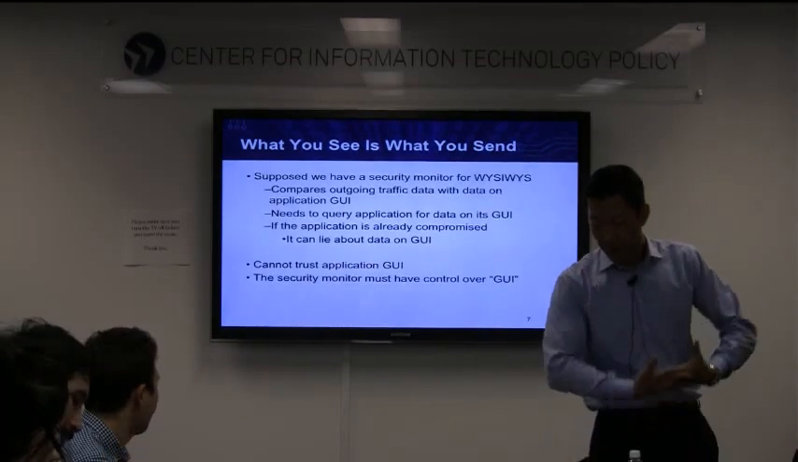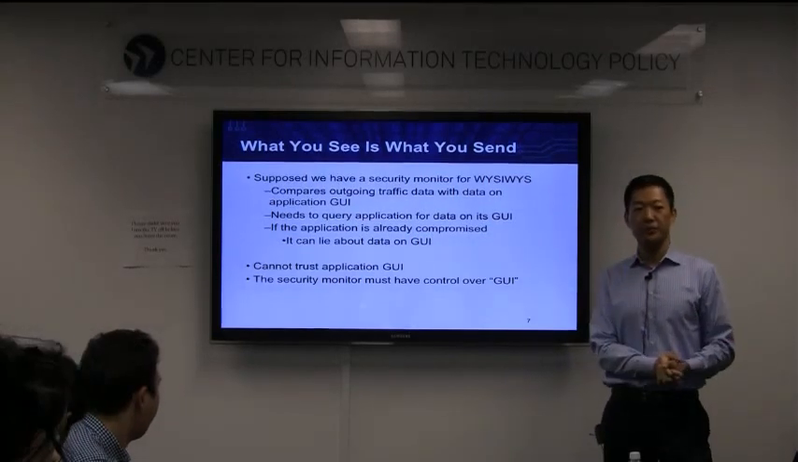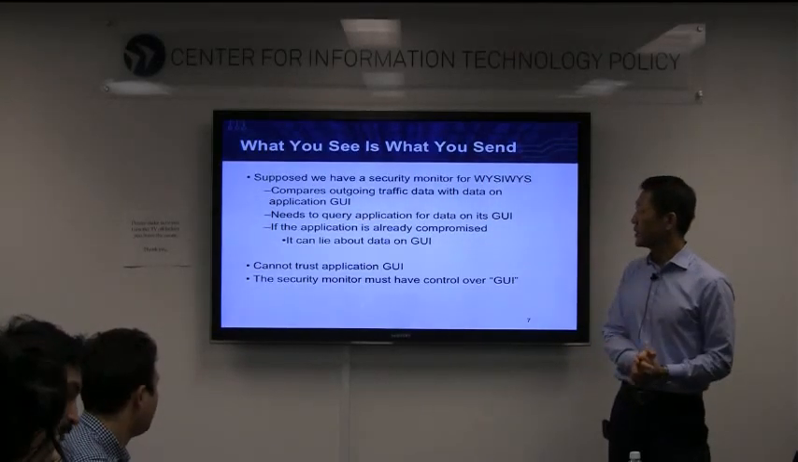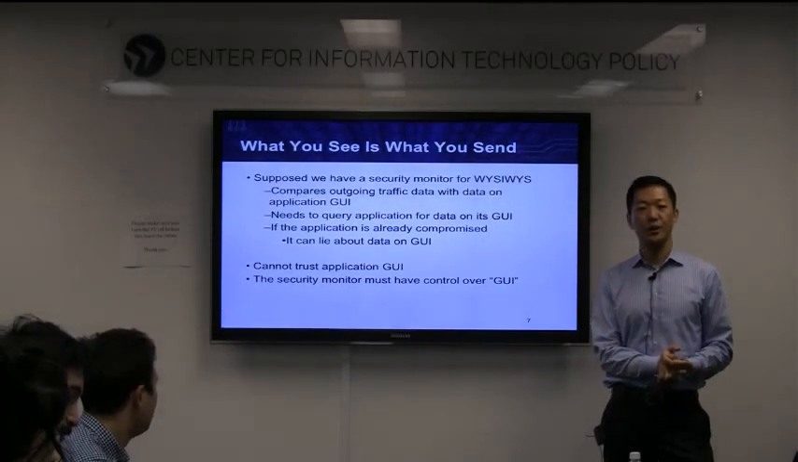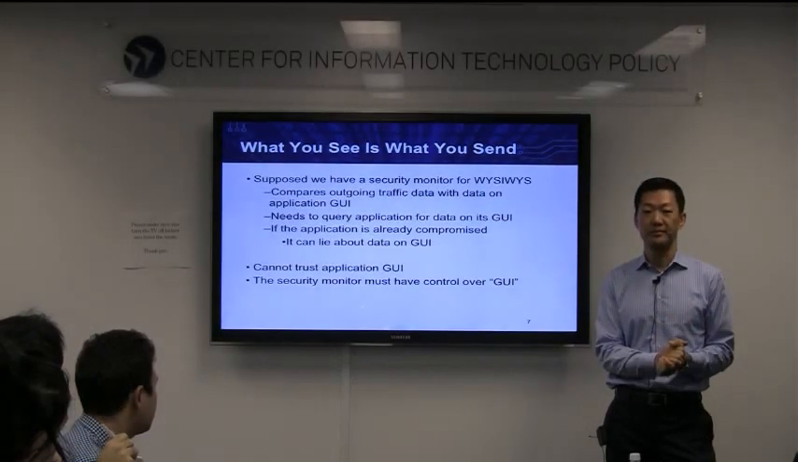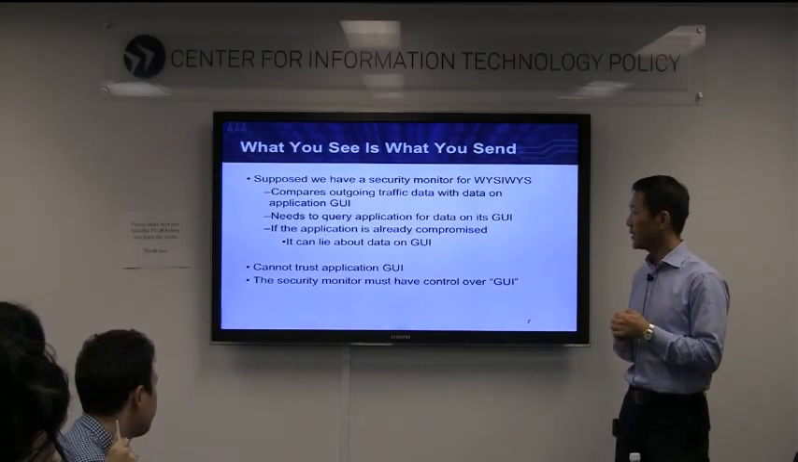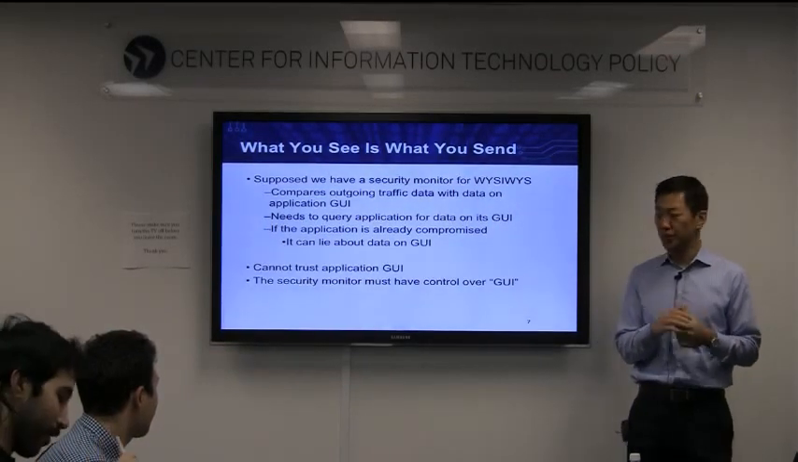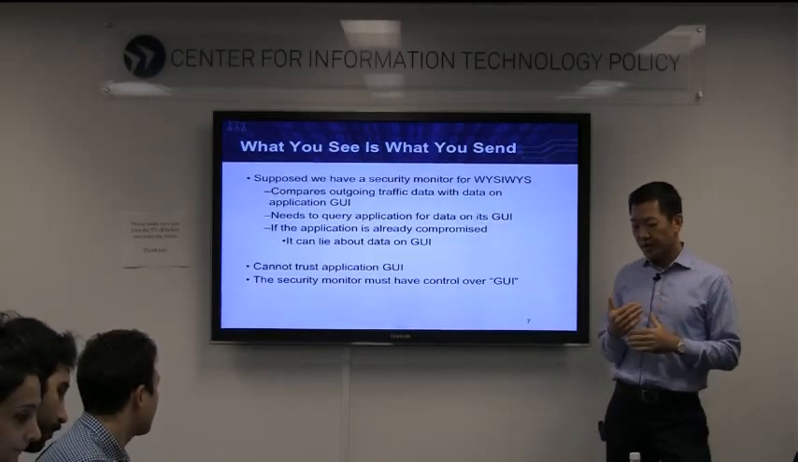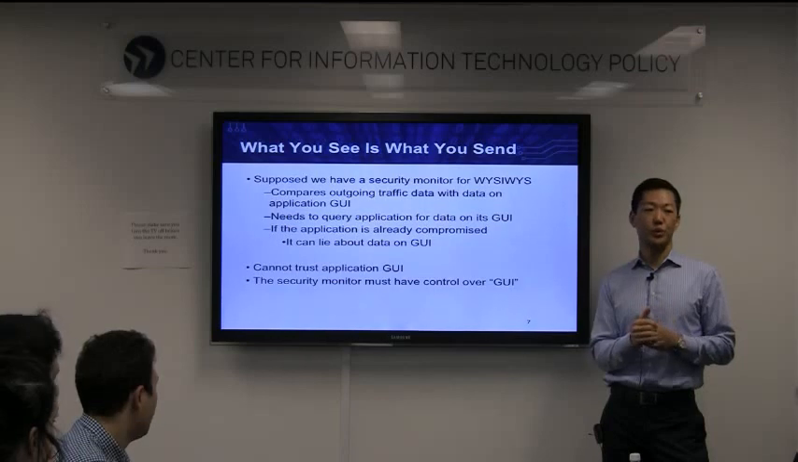So you think about it, how do we do this? We say, okay, all I do is simple, right? I build a security monitor. The security monitor will just compare the outgoing traffic data with the data on the screen, on the GUI, right? So that's the high-level thing that the security monitor should do. But the question is, how does the security monitor get the data from the GUI?